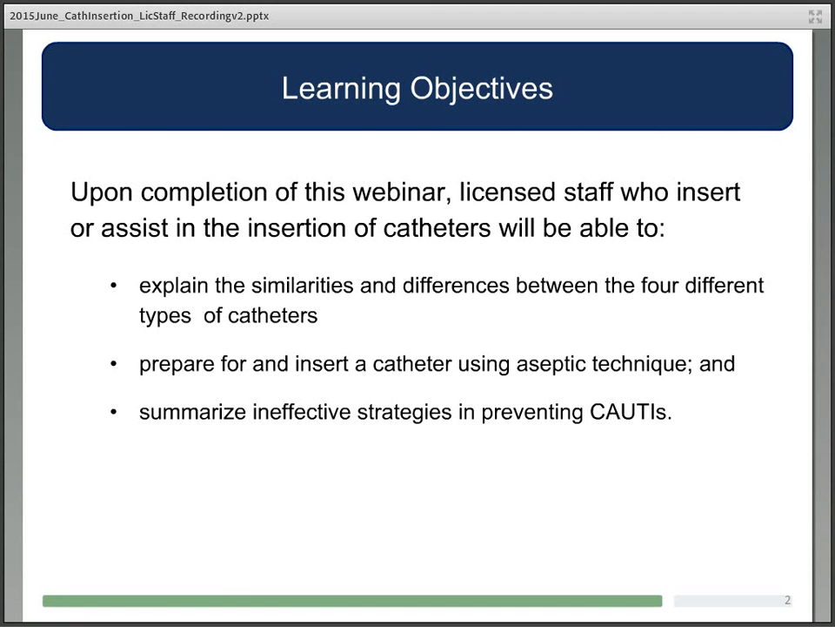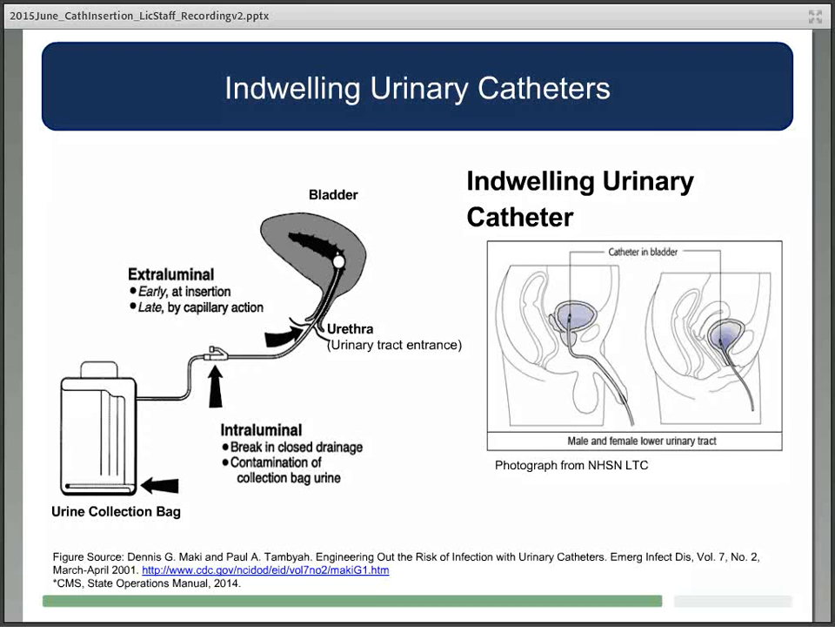So let's get started. You're all familiar with urinary catheters. An indwelling, often referred to as a Foley catheter, is a drainage tube that is inserted into the bladder through the urethra in order to drain urine from the bladder. It's connected by tubing to a bag used to collect and measure urine and is a closed system, usually kept in place for a period of time.